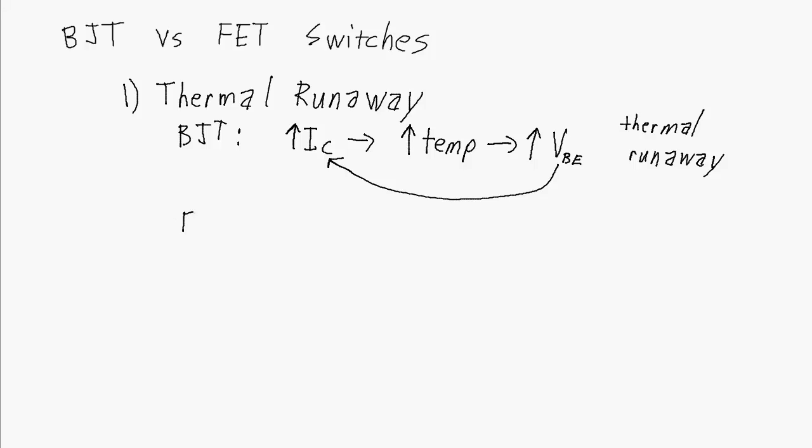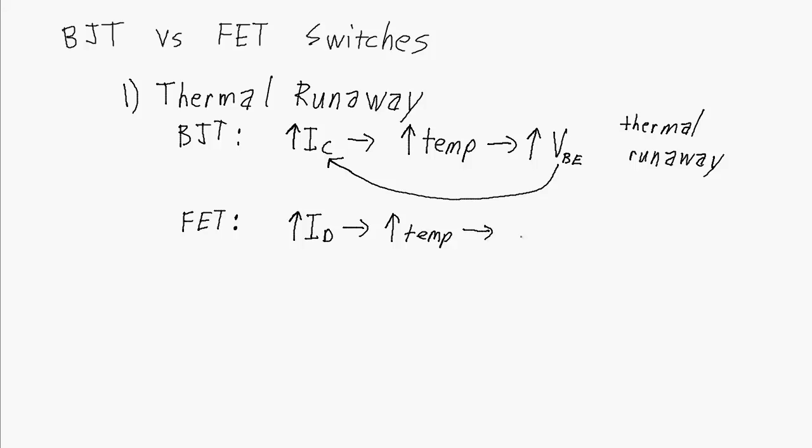A FET has some protection against thermal runaway. If the drain current increases, and so you've got a high drain current, as long as that drain current is less than the rated drain current, then the FET will be able to dissipate the heat. But if it's not able to dissipate the heat, the temperature of the FET is going to go up.